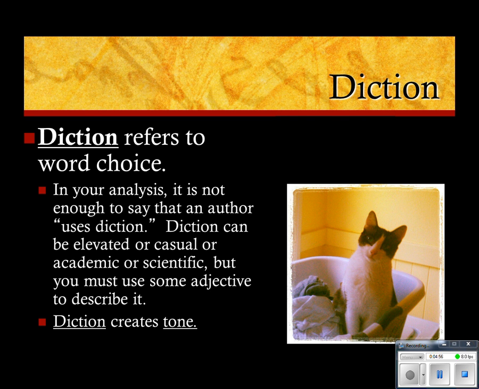In a lab report, the diction would be scientific. In a formal speech, the diction, you could say, might be elevated, but you have to have an adjective to describe what kind of diction it is. And diction is one of, again, the many things that can create or contribute to a tone.